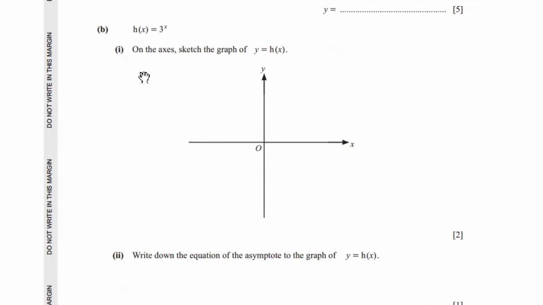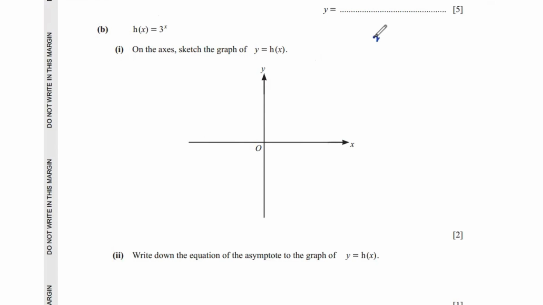Then it says h of x equals 3 to the power of x. On the axis, sketch the graph of y equals h of x. For this, remember that this is an exponential function firstly, and exponential functions have a y-intercept. Originally, they don't cross the x-axis unless there has been a transformation in the original function. Then they would cross the x-axis. Otherwise, they don't. They always lie above it.